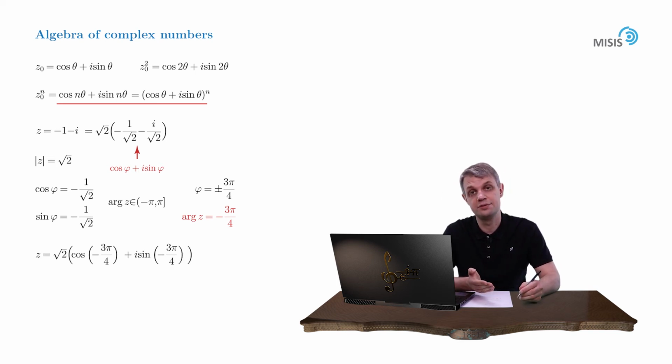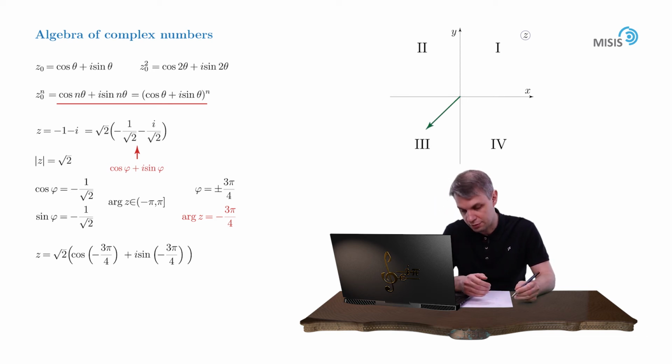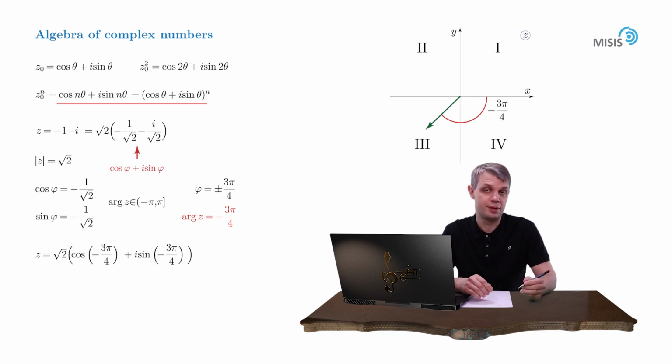Also, never hesitate to use geometric representation just to help you. For example, if we plot this complex number in a complex plane, we'll immediately see that it's positioned in the third quadrant. But now, of course, it's quite trivial to read out the argument of the corresponding complex number, namely minus 3 pi by 4. So let's practice a little bit more.